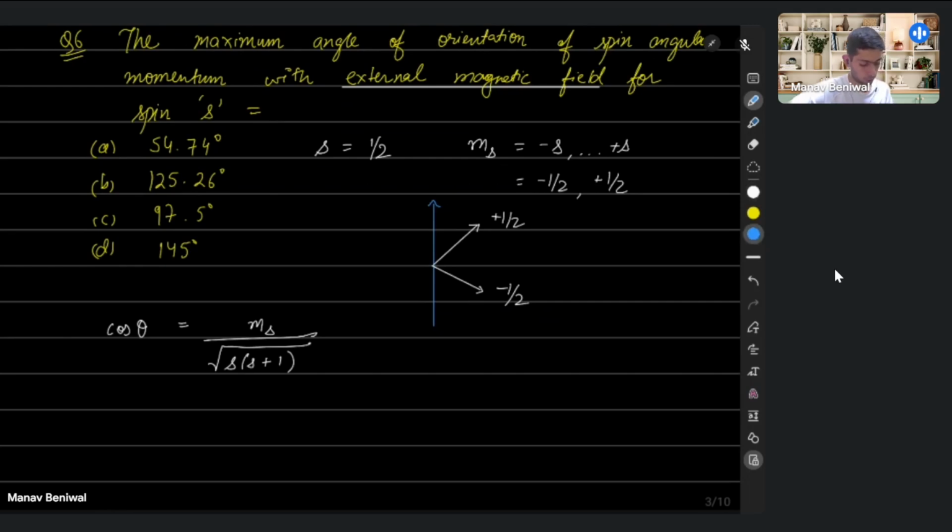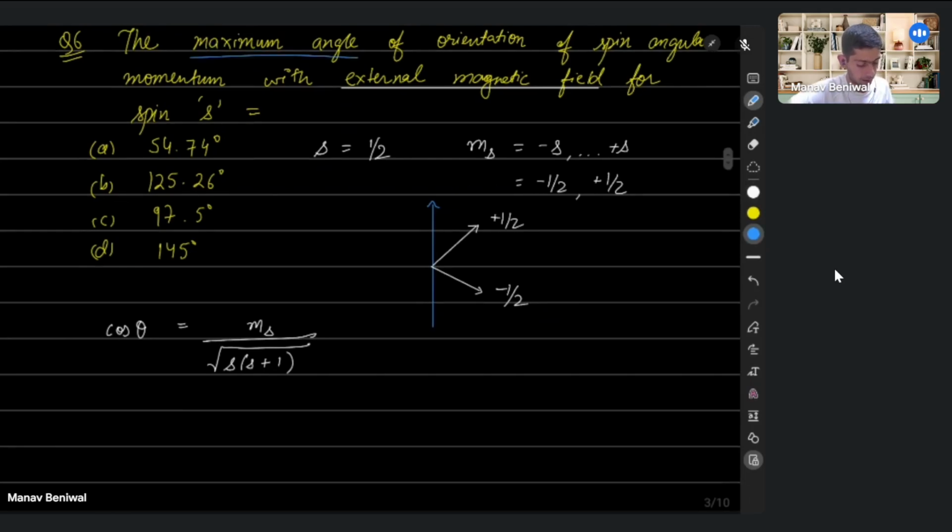Because we are asked for the maximum angle, that will be this value of theta, and this corresponds to ms equal to minus half. So our ms is minus half here. Now we can just plug in all the values. This is minus half divided by under root, s is half, so this is 1 by 2 into 3 by 2.